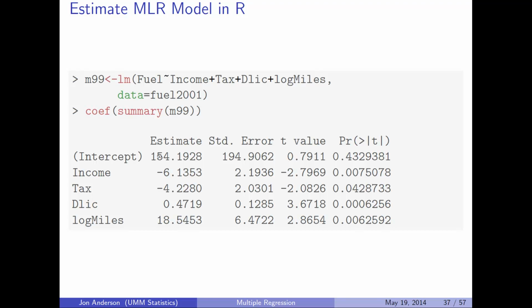So beta naught hat is right here, 154.19. Beta 1 hat is negative 6.135. Beta 2 hat, beta 3 hat, beta 4 hat. Here are the standard errors for each of the coefficients.